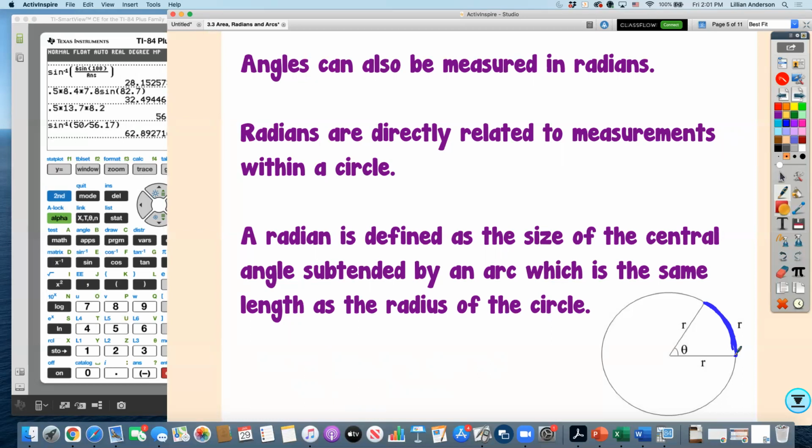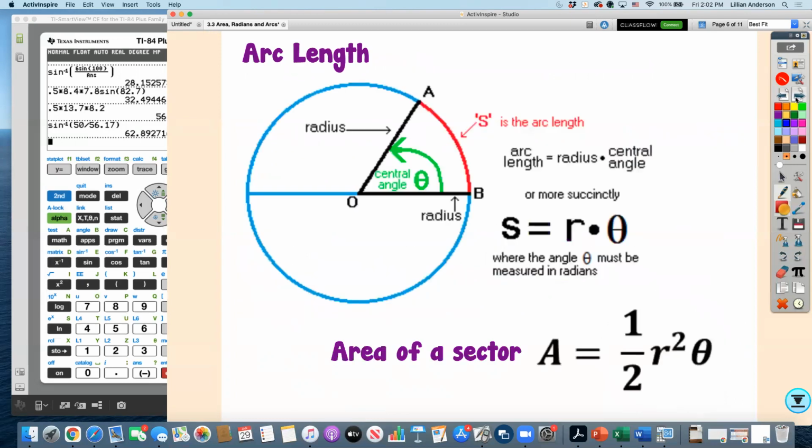Why are radians important? Because anytime you're dealing with circles, such as what we're going to be doing when we talk about arcs and sectors, as well as when we get to the next unit that deals with the unit circle, you're going to be dealing with radians a lot. So the main thing you need to take away from this is that radians exist and we are going to be using them. How so? Well, in an arc length as well as area of a sector.